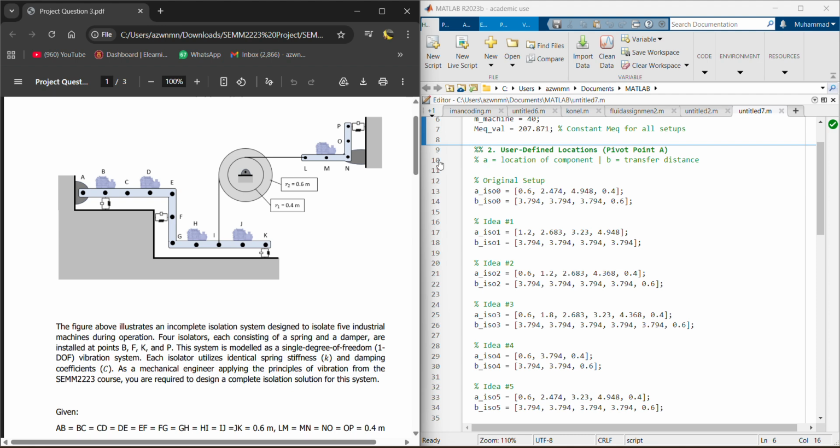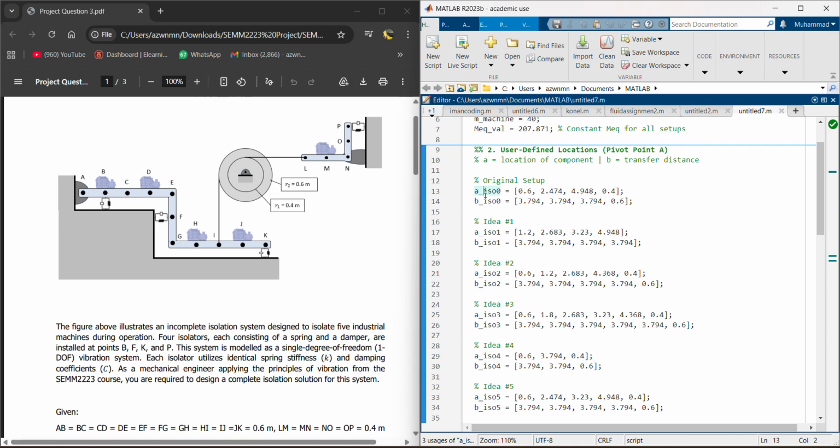For lines 9 until 35, there are 5 ideas and 1 original setup. A is the value from our rotation point until the damping system. In this array, there are 0.6 for A to B. B is the hypotenuse from I until A.